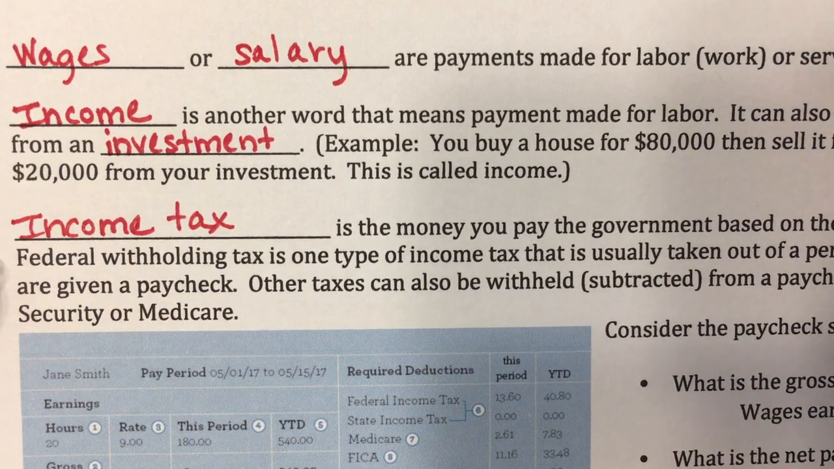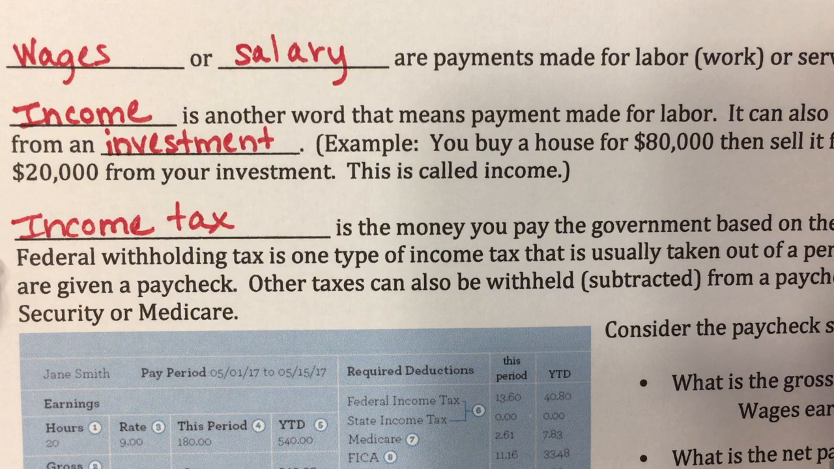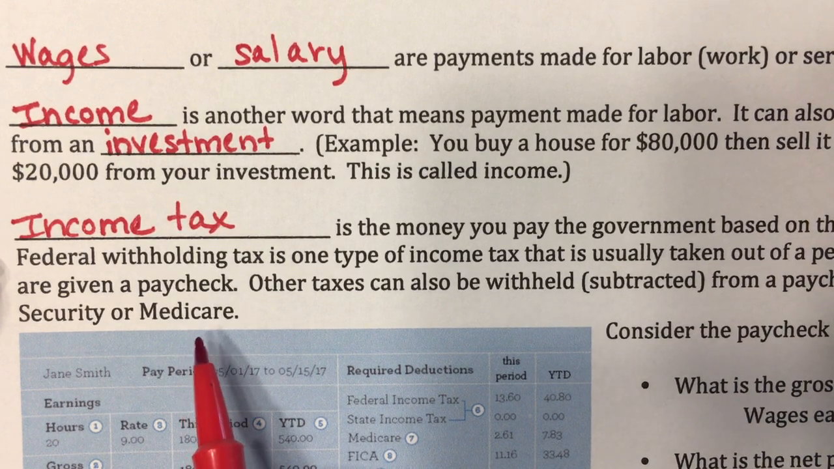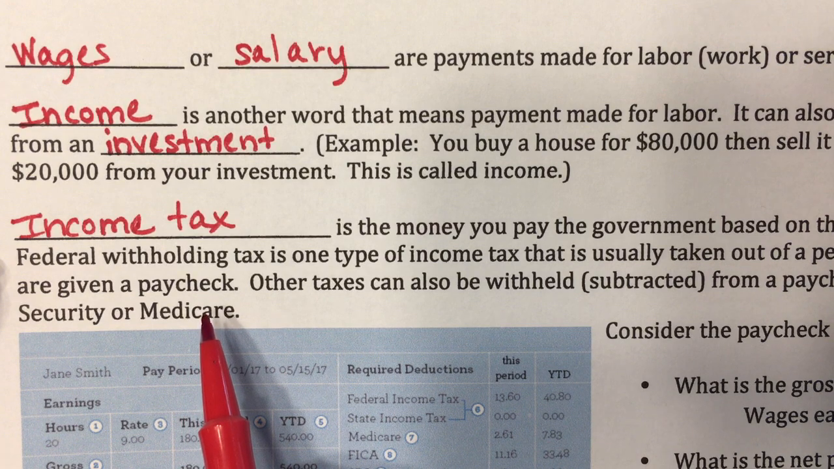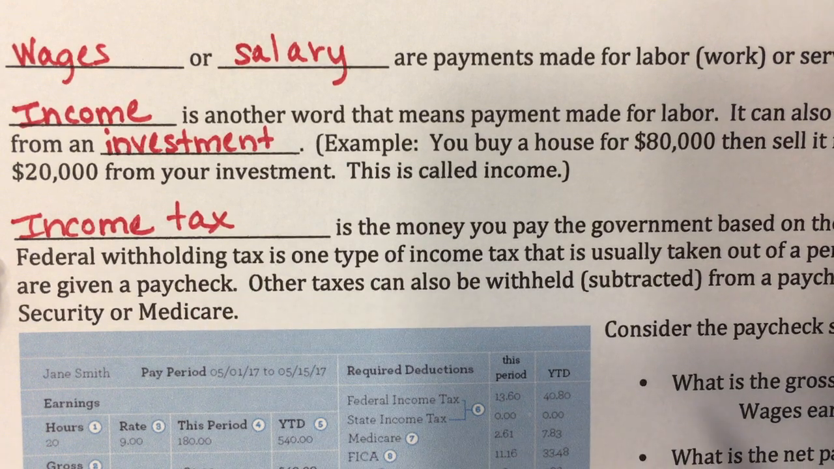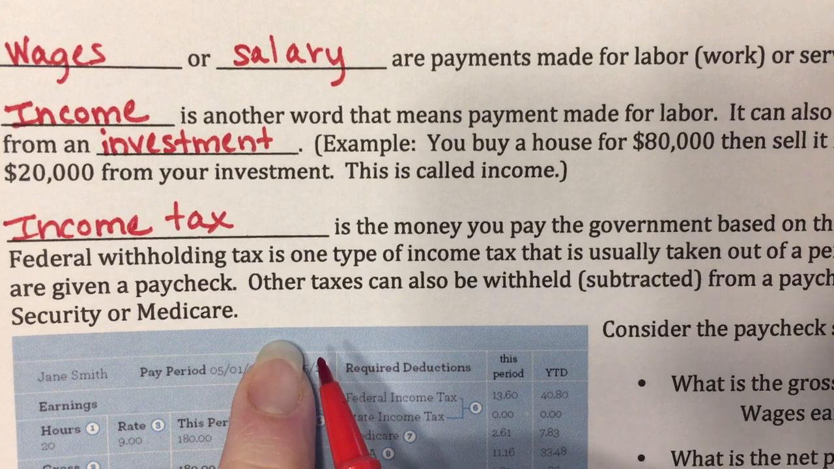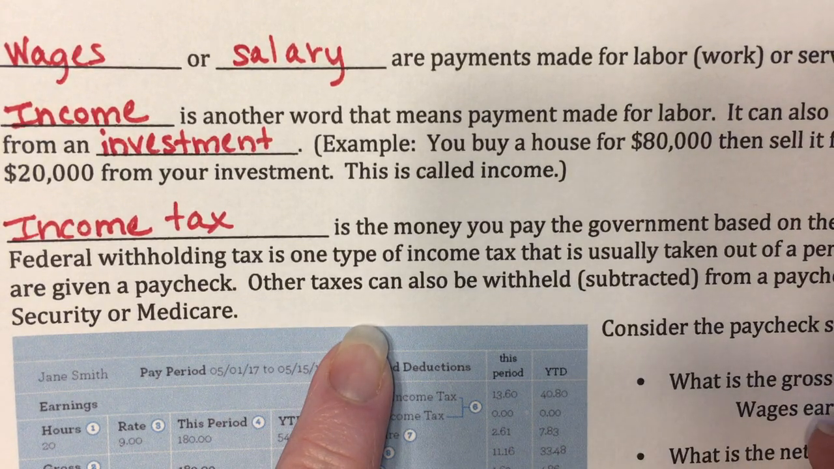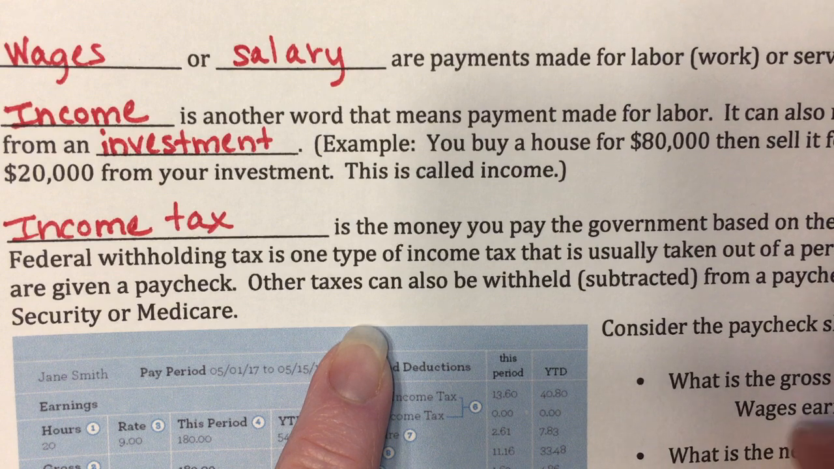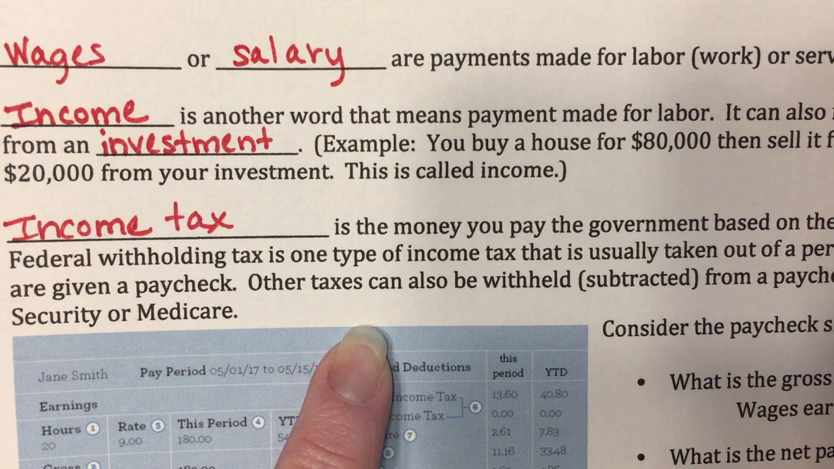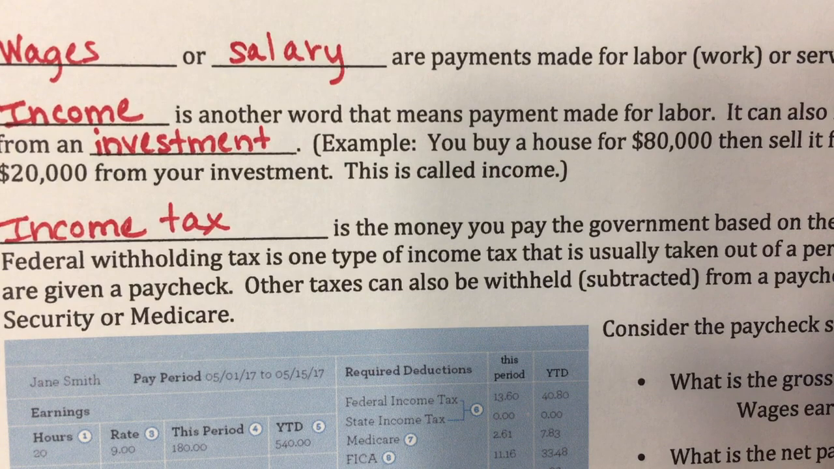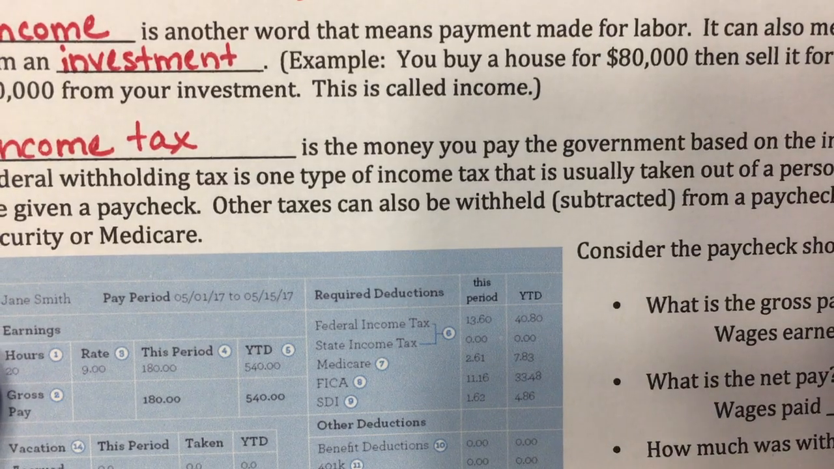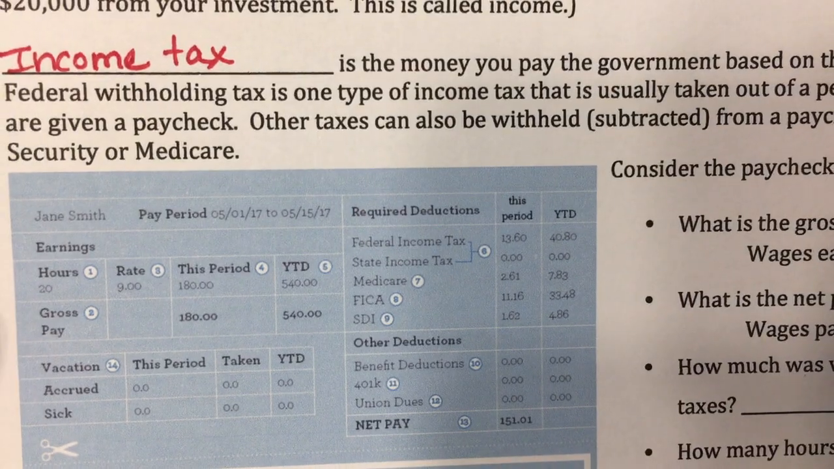And this is usually taken out of a person's wages before they're given a paycheck. So the end of the week or the end of the month when you're about to get paid, they don't give you everything you earned, all right, because they take out the income tax. And there are other taxes you're going to see in just a minute that can be withheld, which just means subtract it from your paycheck, and they have different names too. They may be called Social Security or Medicare, and there's others as well. All right, so we're going to look at a paycheck so you can kind of see what we're talking about.